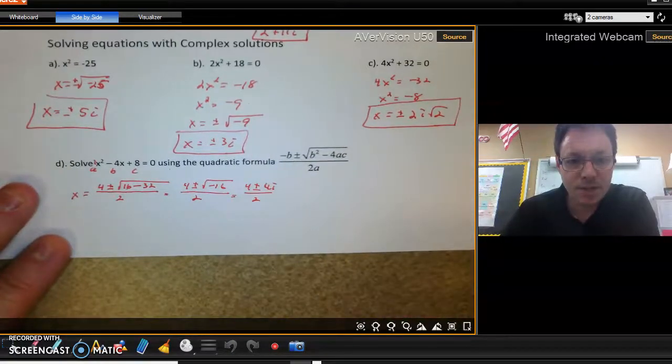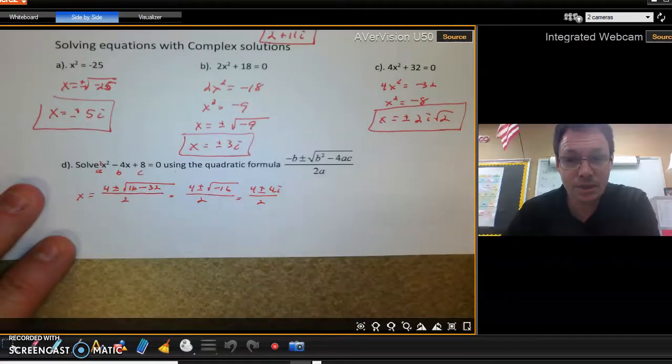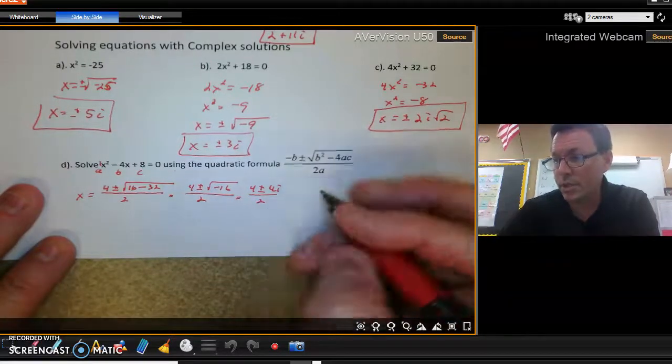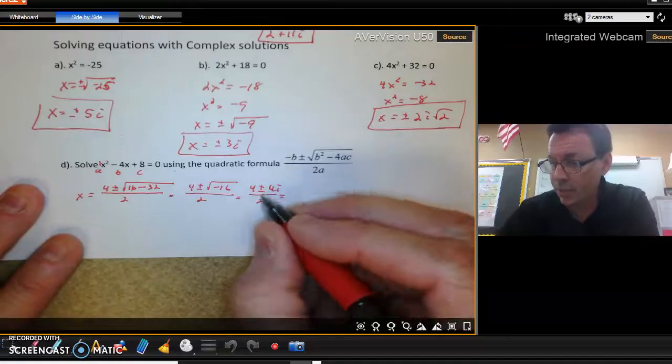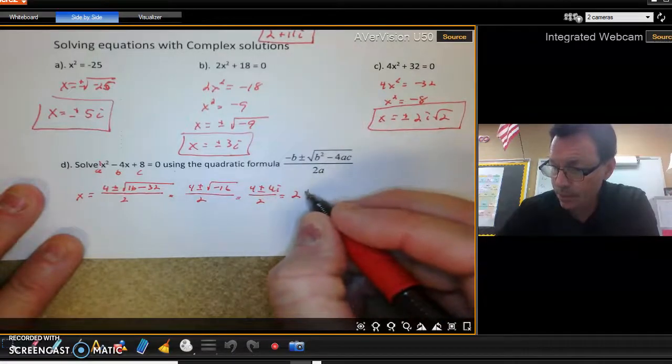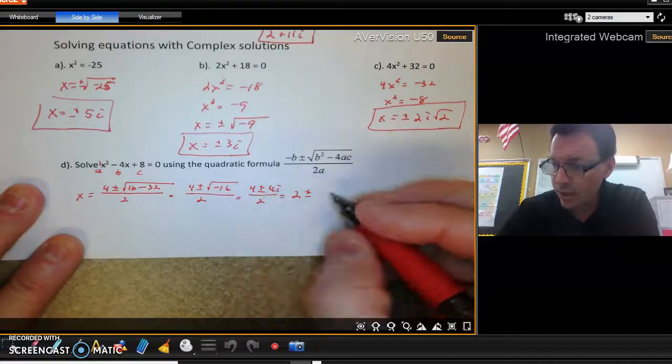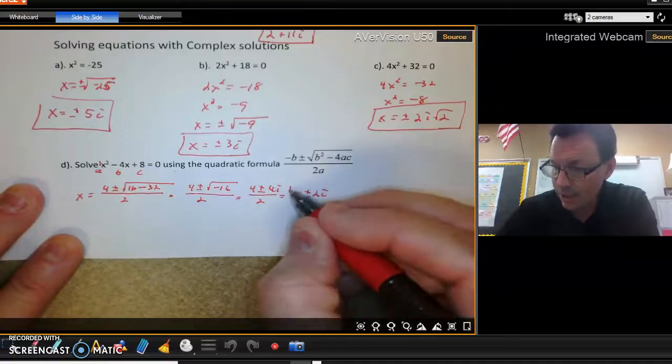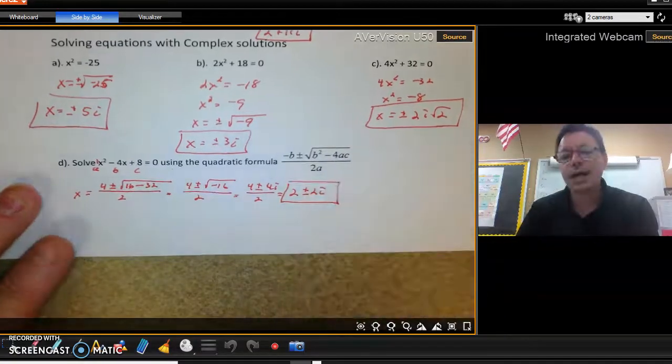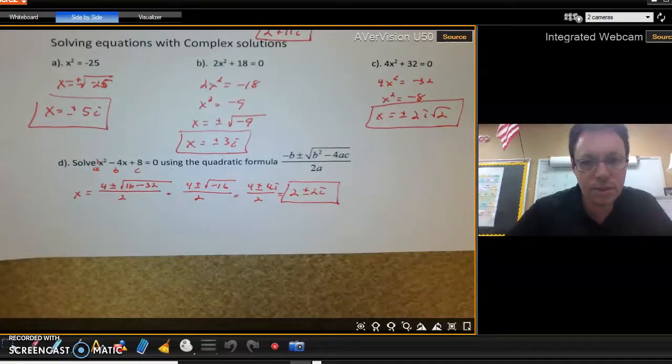Again, everything's being divided by 2, and everything can be divided by 2. So we want to go ahead and do this division. Simplify. 4 divided by 2 is 2, plus or minus 4i divided by 2 is 2i, and there are the two complex solutions to this equation. 2 plus 2i and 2 minus 2i.